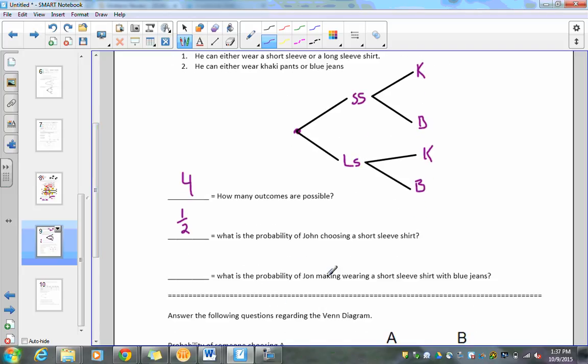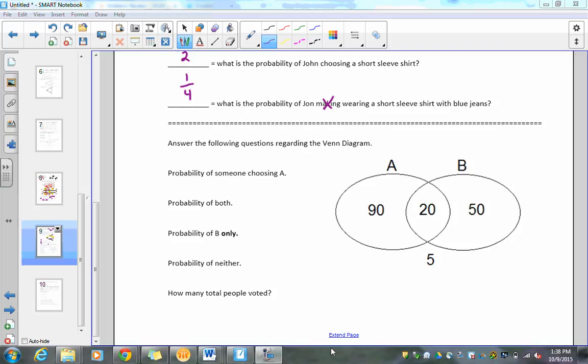What is the probability of John wearing, I'm assuming that's a typo, so we'll scratch that out. John wearing a short sleeve shirt with blue jeans. Short sleeve shirt and blue jeans is right here. That's 1 out of 4. So he has a 1 out of 4 chance. All right, this last question we're going to knock out pretty quick.